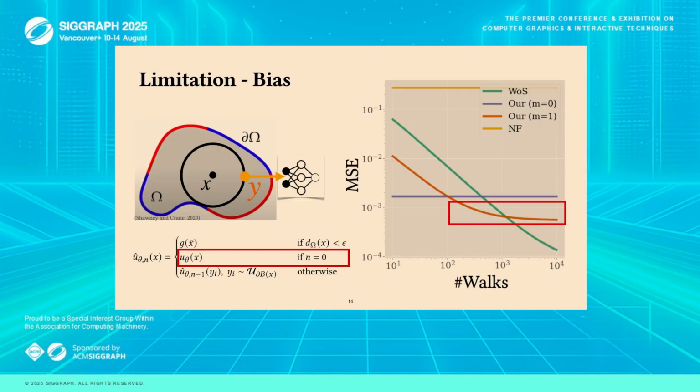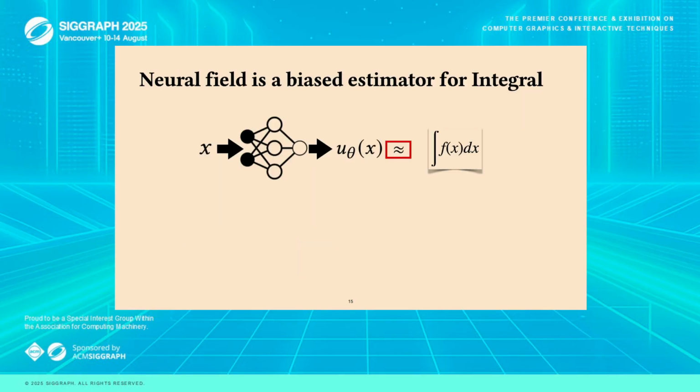However, one limitation this method still has is that it still produces biased solutions, as indicated by plot 2 on the figure on the right-hand side. This occurs because the neural field is a biased estimator for the integral. And now we're wondering, can we construct an unbiased estimator using a neural network?